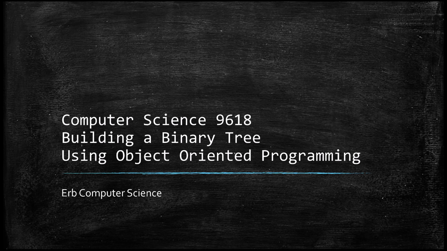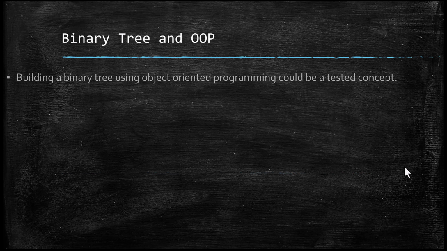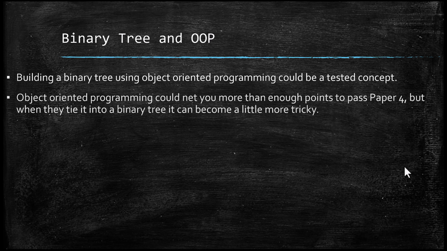In this video for Computer Science 9618, we're going to take a look at building a binary tree, but using object-oriented programming. So let's go ahead and get started. Now, building a binary tree using object-oriented programming could be a tested concept. Most likely, you'd be looking at a paper 4 question in order to do this.